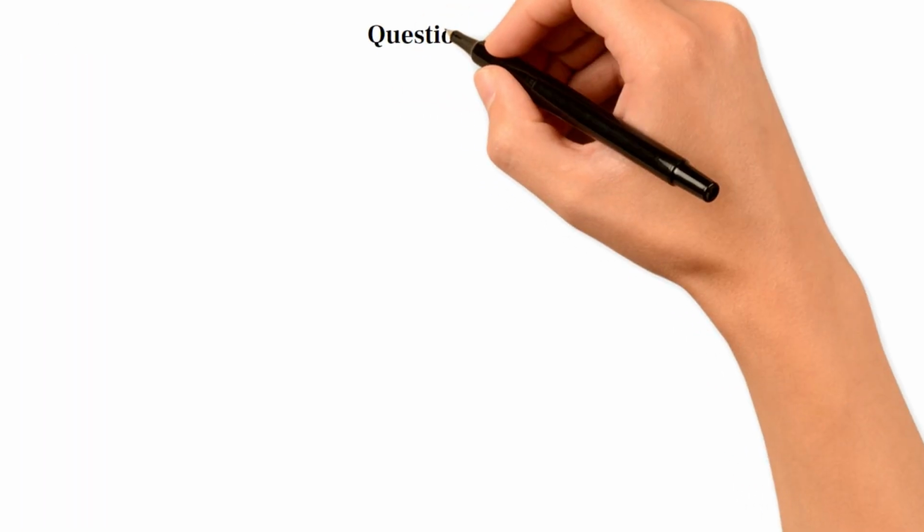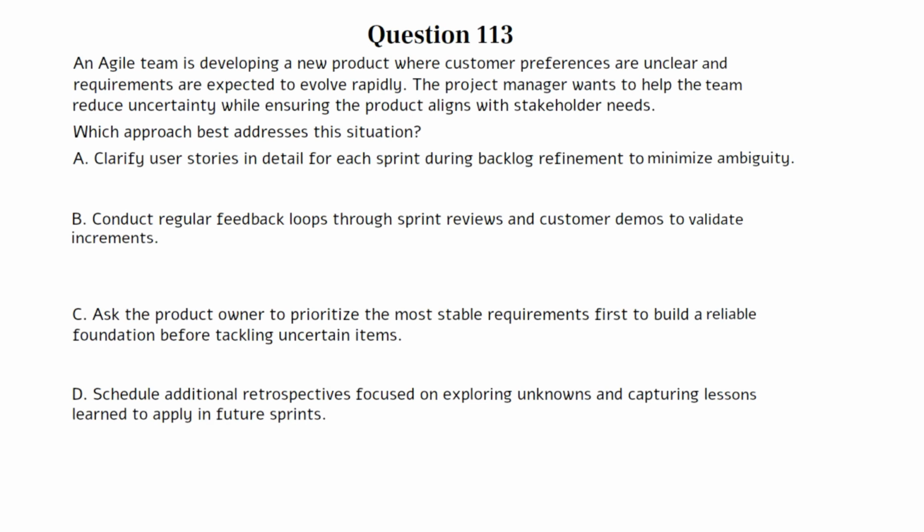Question 113. An Agile team is developing a new product where customer preferences are unclear and requirements are expected to evolve rapidly. The project manager wants to help the team reduce uncertainty while ensuring the product aligns with stakeholder needs. Which approach best addresses this situation?